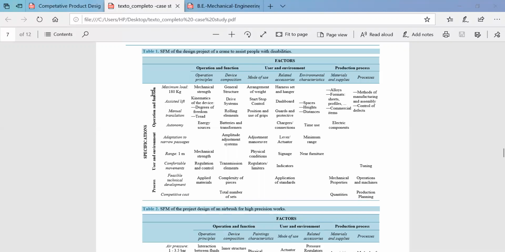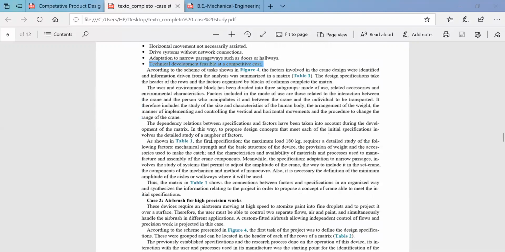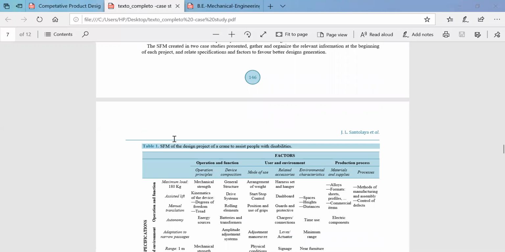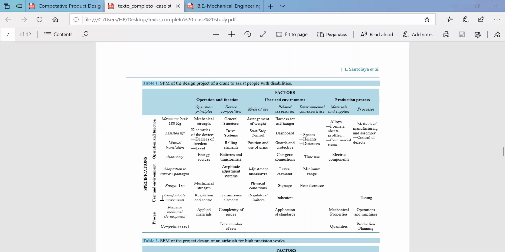Based on operation and function, we listed out the maximum load for the crane, how much the assisted lift should be, the manual translation, and the adaptation to the narrow passages. You can see the list of changes which were needed for the crane design. The same things are now described with respect to the specification details. Similarly, for user requirement, it should be comfortable with the movements, the range of the crane should be only 1 meter, and the crane should adapt to narrow passages also. These were the needs of the consumers, the user requirements, so even that is now added to the specification.